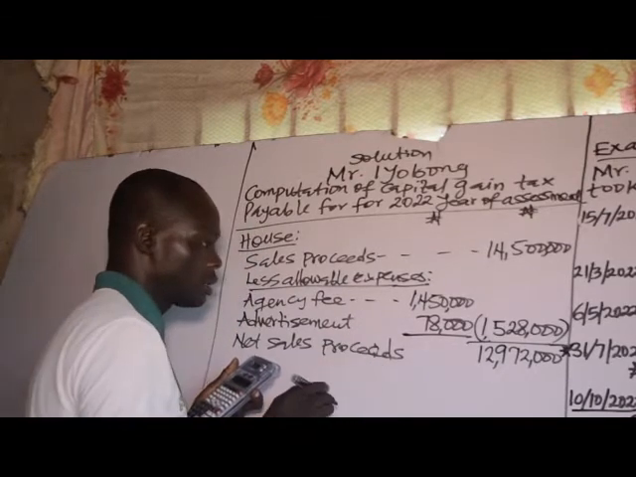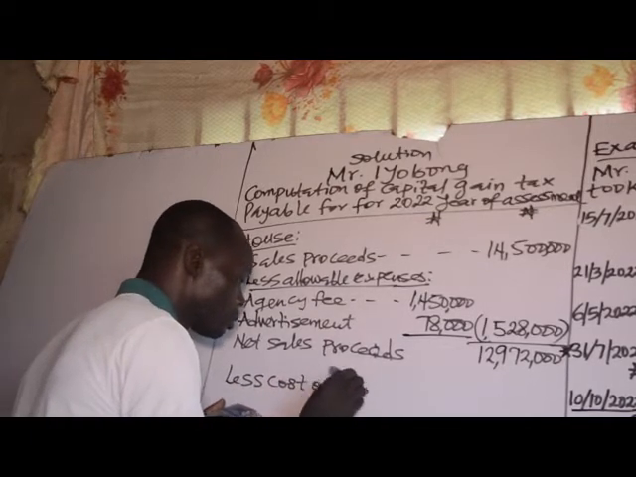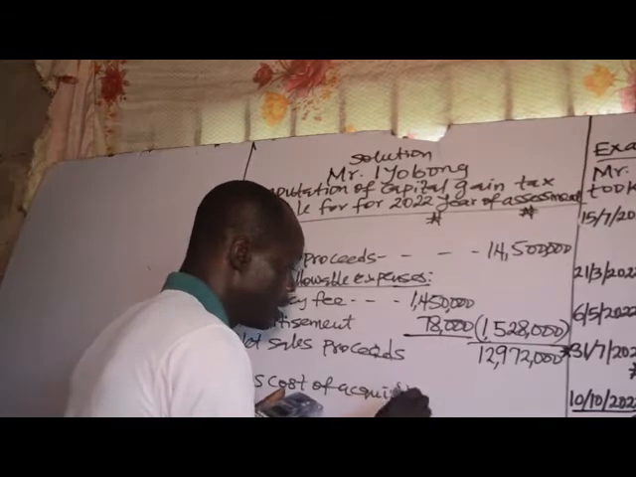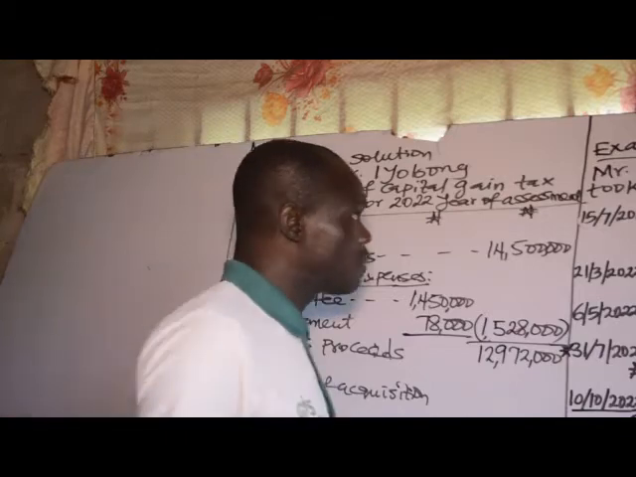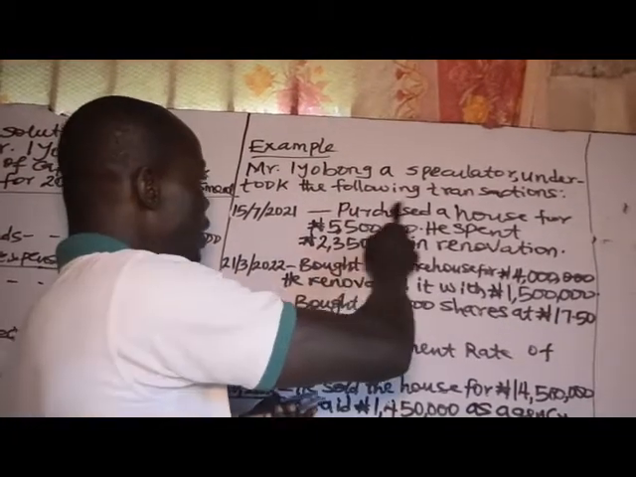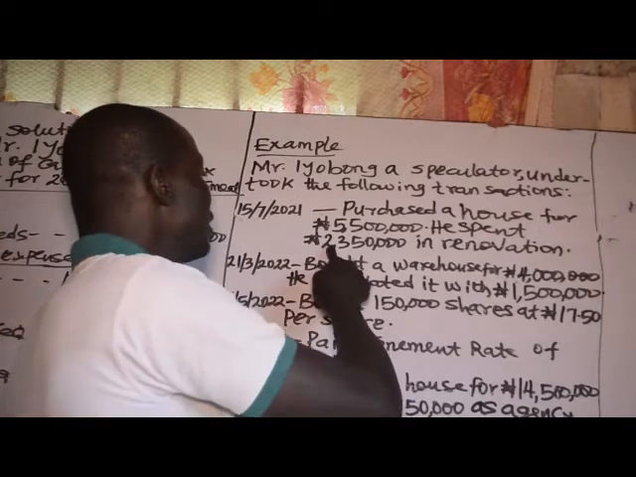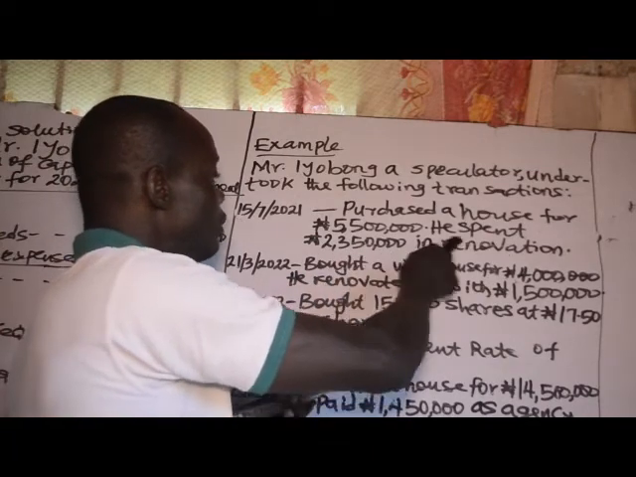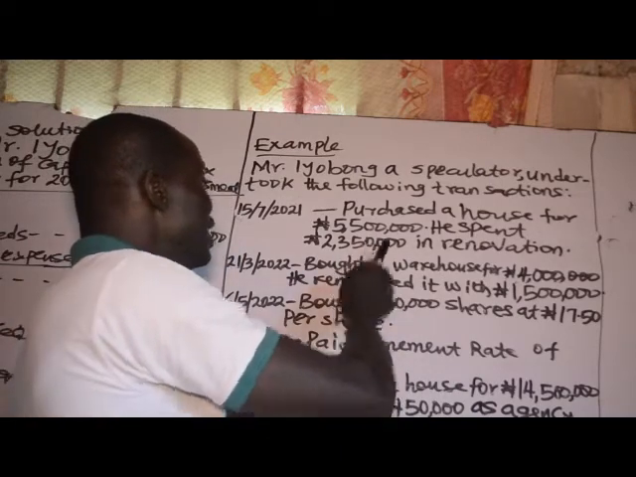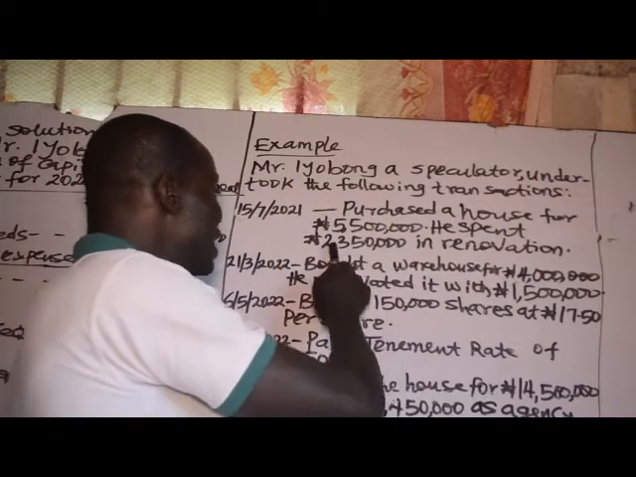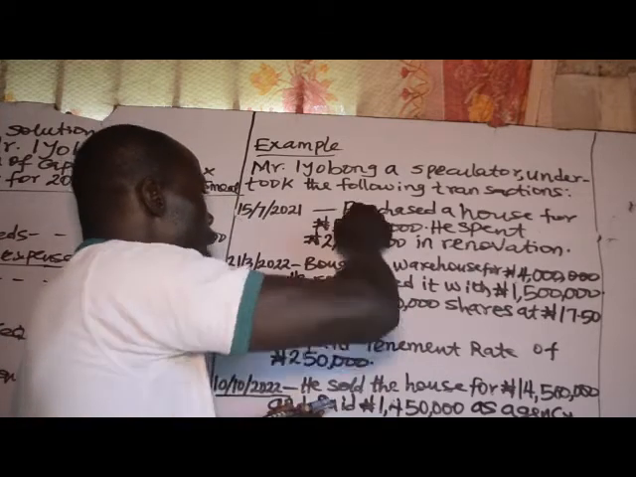Net sales proceeds. Then we now less cost of acquisition. We are dealing with the sale of the house. Back to the question, he purchased the house for 5.5 million. The cost of acquisition is 5.5 million. He spent 2,350,000 on renovation. The amount spent on renovation will help in improving the house. So this is an improvement expense. Therefore, it should be capitalized. We are going to add it to the cost of acquisition.